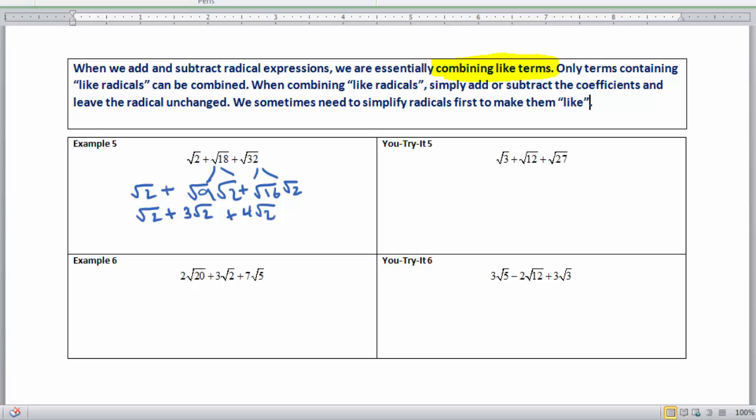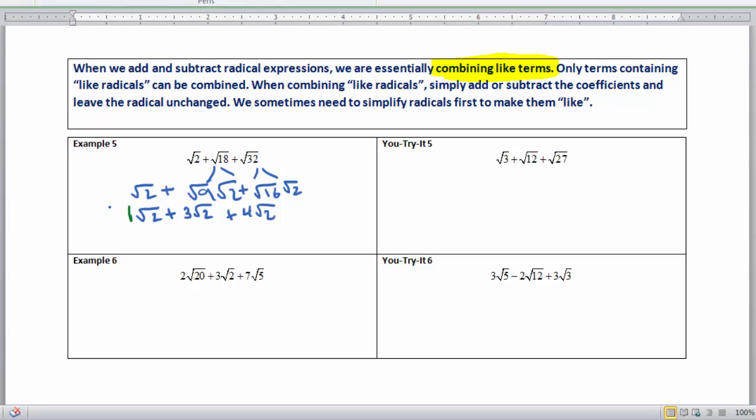And now we can see that they're all like radicals, right? That's kind of a term that I just made up. I don't think it's widely used. That's why I put it in quotation marks there, like radicals. They're all like because they all have the square root of 2 tacked on to the end of them, right? So this is like a 1 radical 2 plus 3 radical 2 plus 4 radical 2.